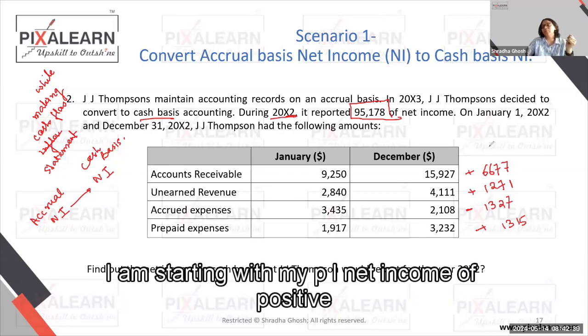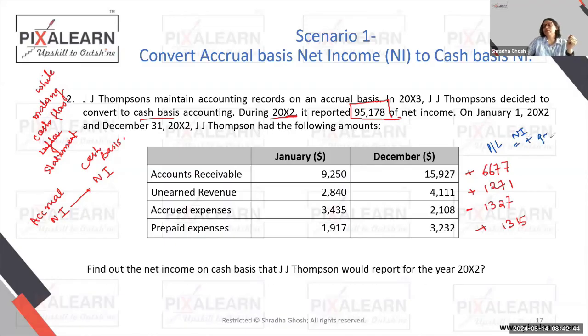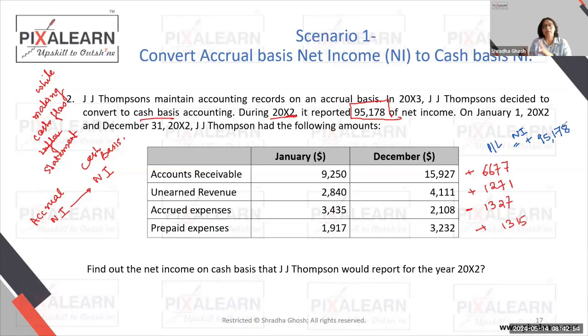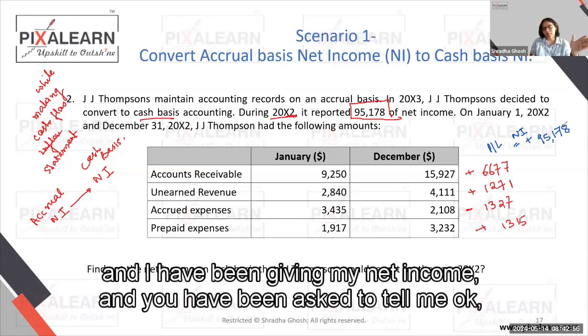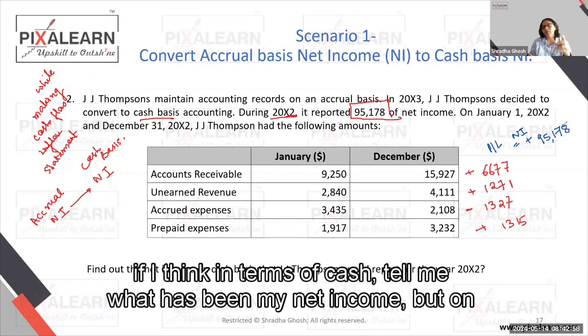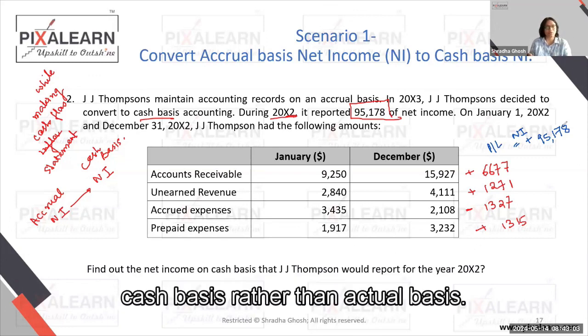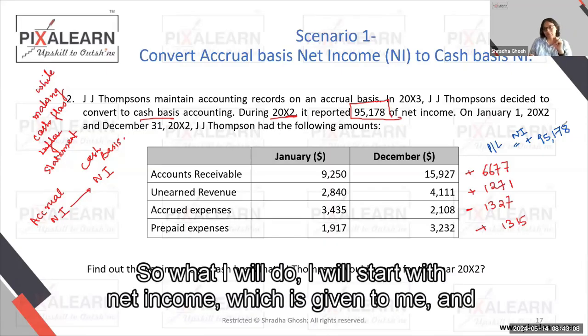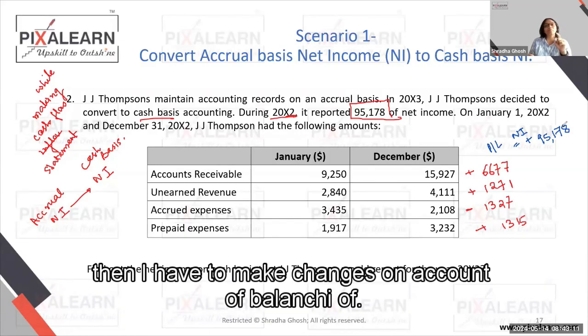I am starting with my P&L net income of a positive 95,178. So imagine I've been given a balance sheet where there has been change in assets and liabilities, and I have been given my net income. And you have been asked to tell me, if I think in terms of cash, what has been my net income, but on cash basis rather than accrual basis. So I will start with net income, which is given to me, and then I have to make changes on account of balance sheet movement.